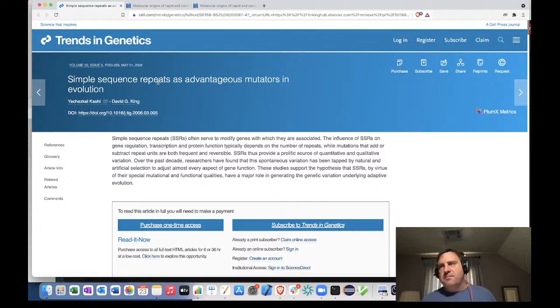What's interesting about this is that these things allow for actual tuning knobs to be present in the genome. A group that's done a lot of work on this is Kashi and King. This is the first paper that I read on the subject: Simple sequence repeats as advantageous mutators in evolution. You can find those. They have written a lot of different papers on simple sequence repeats in evolution, and it's also present in the book The Implicit Genome, which I recommend to all of you. It's a great book.